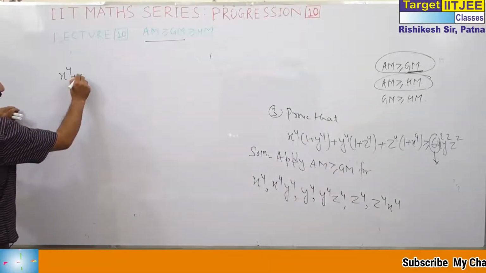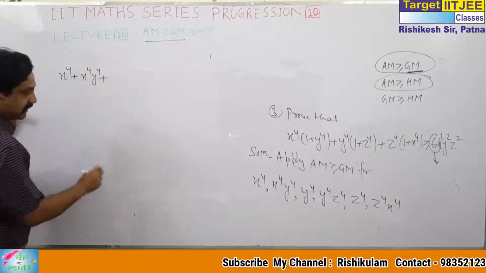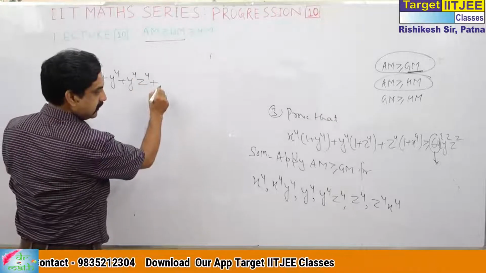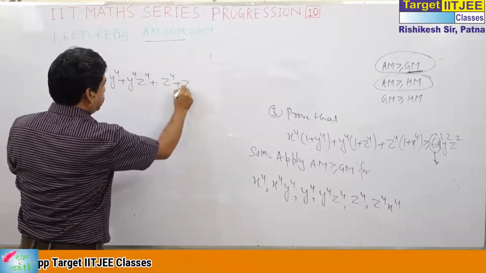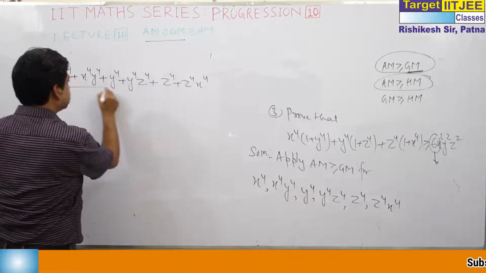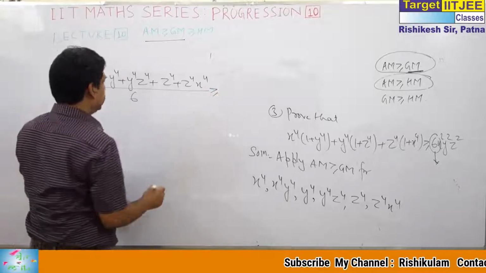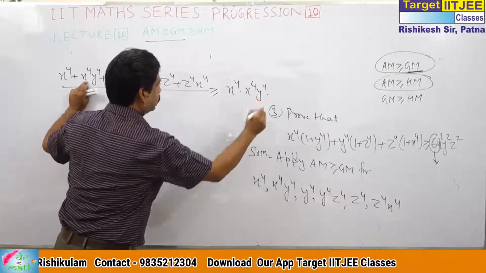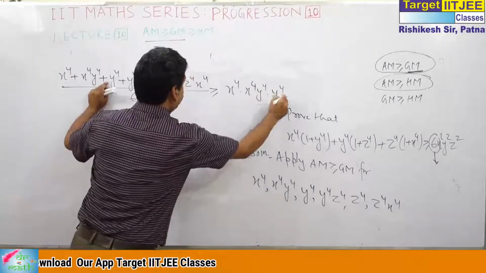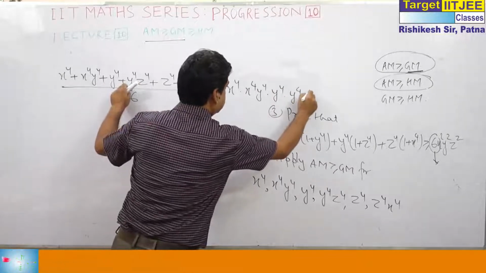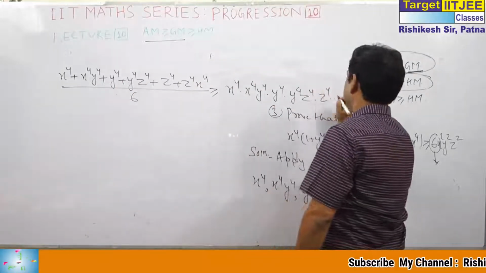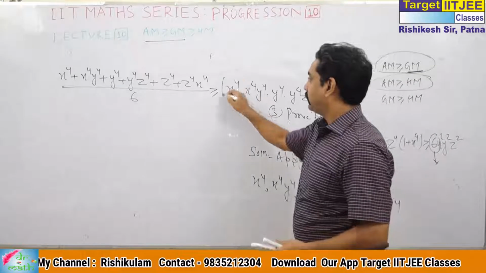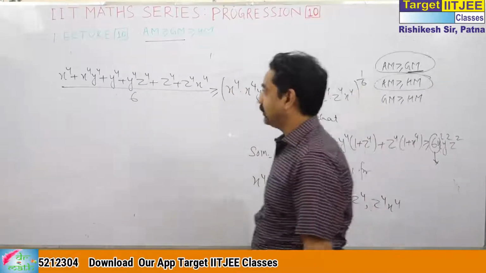So what we get: x to the power 4, x to the power 4, y to the power 4 plus y to the power 4, y to the power 4, z to the power 4 plus z to the power 4, z to the power 4, x to the power 4. There are 6 quantities, so we'll divide by 6, greater than or equal to what? Multiplication of all: x to the power 4, x to the power 4 into y to the power 4, y to the power 4, y to the power 4 into z to the power 4, z to the power 4, z to the power 4 into x to the power 4, and the whole to the power, since it is the geometric mean of 6 quantities, 1 by 6.